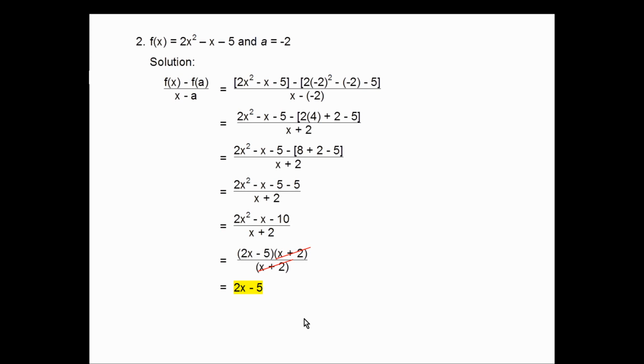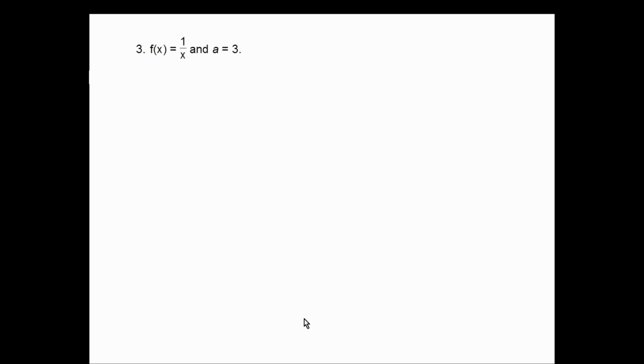Let's try one more, one with that messy fractional function. So number 3, I have f of x equal to 1 over x, and a is equal to 3. So this is going to lead to a complex fraction to start us off. So again, I'm looking at f of x minus f of a all over x minus a. So here's f of x. This is f of a, which is going to be f of 3, so replace the x with 3. And this, of course, is x minus a, which is x minus 3. So I have a complex fraction. Remember, this x minus 3 is really x minus 3 over 1. So my common denominator is 3x.